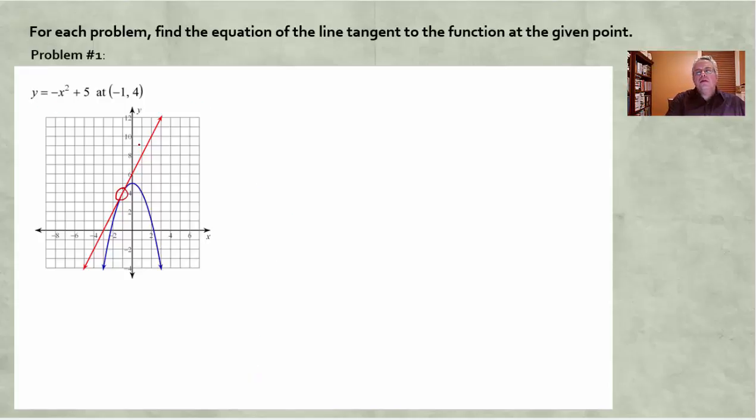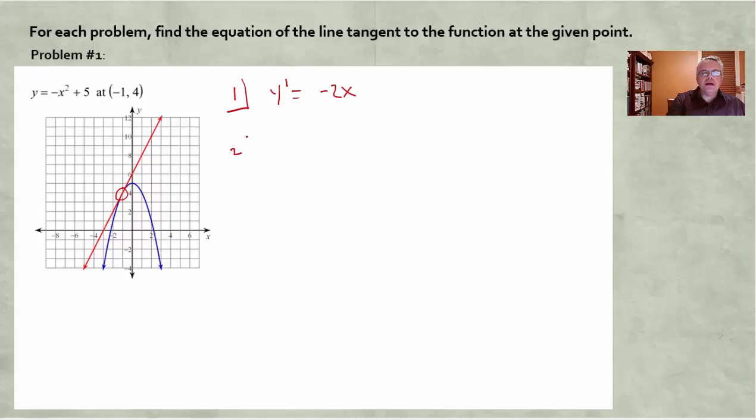Okay, well, there are several steps here. The first step is find the derivative of the function. So step 1, find the derivative. So y prime equals, it'd be negative 1 times 2 times x, and the derivative of 5 is 0. So in this case, the derivative wasn't so bad, just negative 2x.